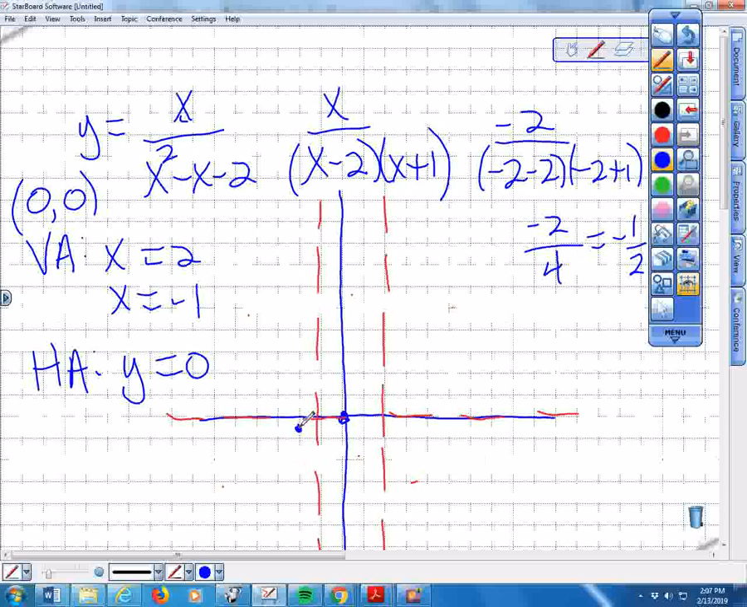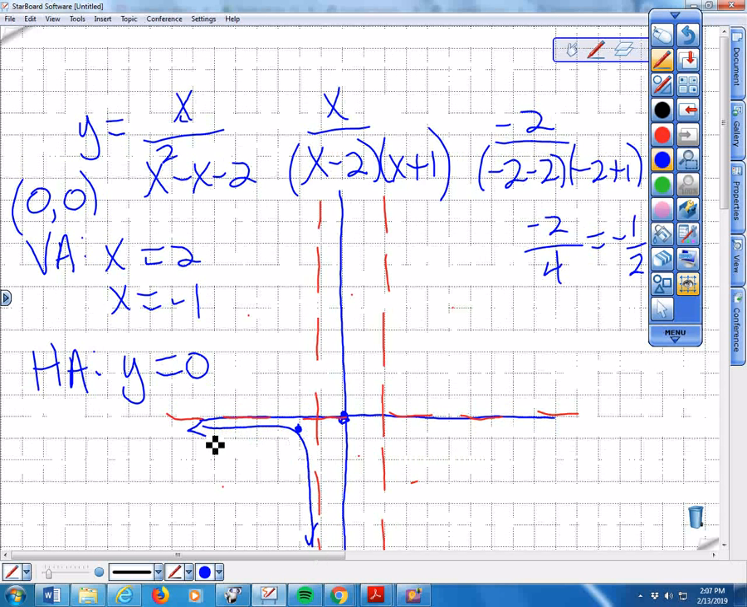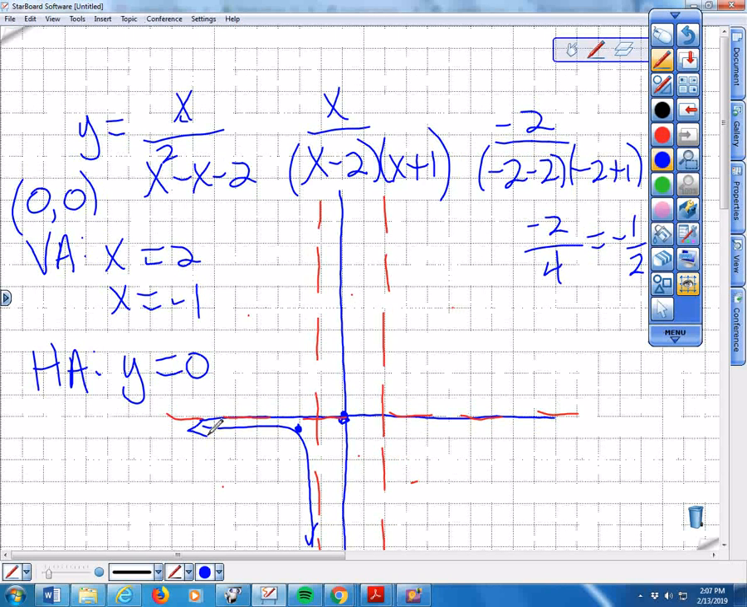Because I can see it's going to go to that horizontal asymptote. It's going to go to the vertical asymptote. So that's kind of what it should look like. I just knew it was in that bottom section, so I could just sketch it.